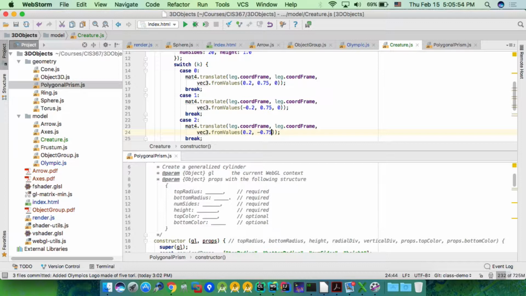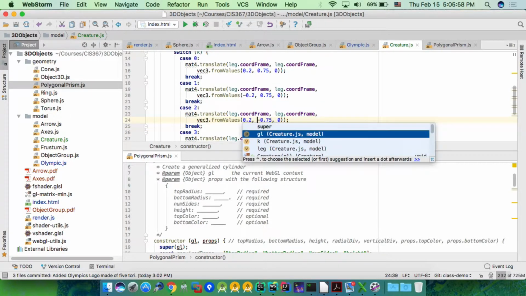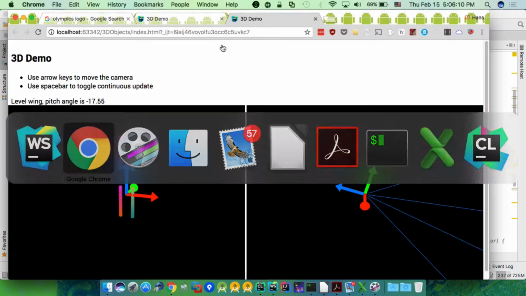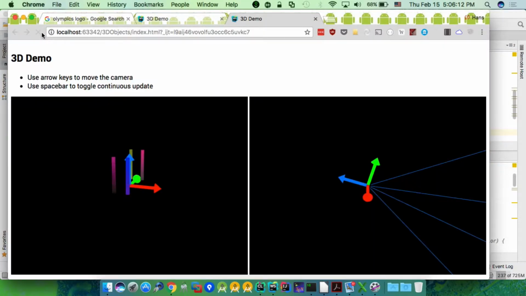So XY, and then XY, oops. There we go. And then you can refresh, go back to the page, refresh, yes. So now we have the 4 legs up, okay? And then the next step is to build maybe the body, the torso.